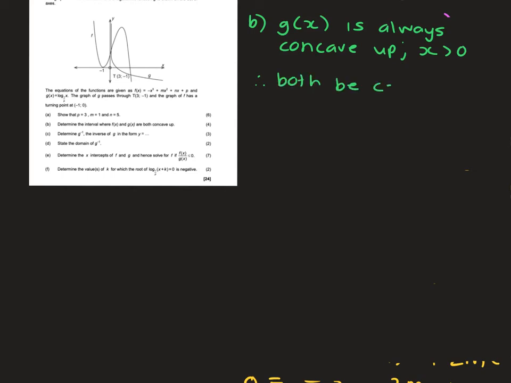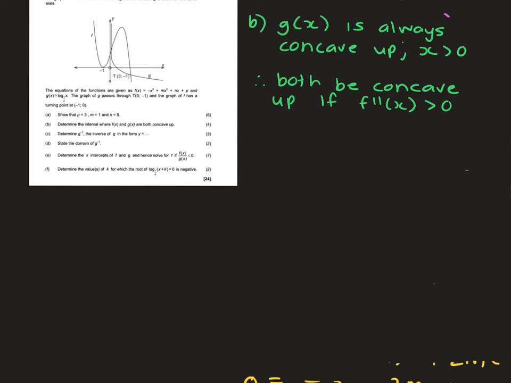So what's great here is that g of x is always concave up in its domain, which is x is greater than 0. All right, so g of x is actually always concave up. It doesn't have a point of inflection where concavity will change. So what will happen is they will both be concave up if the second derivative is greater than 0, right?